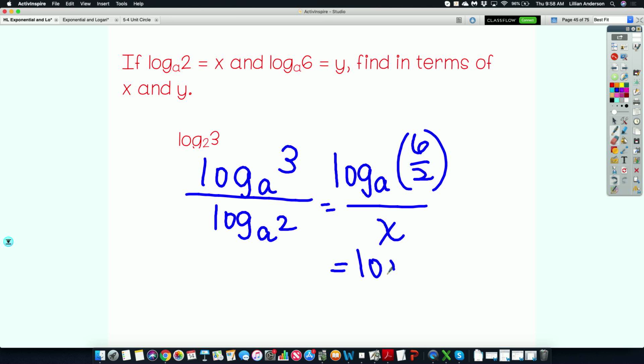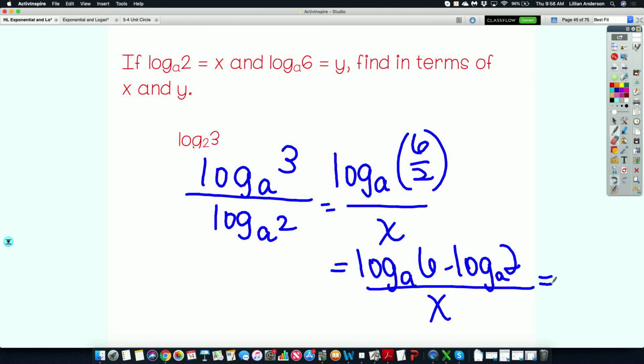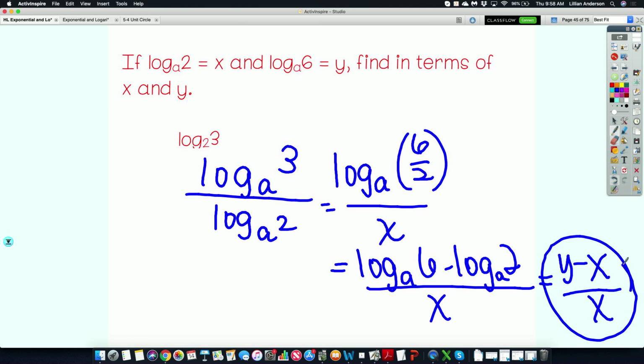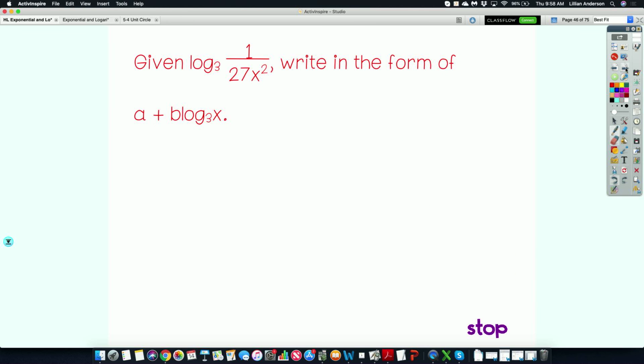So then, of course, I can always expand a division by using subtraction. 6 minus 2 with the respective log base A's. So then this just becomes that over x. Can I cancel out the x's? No. Because they're married. Even though there's a difference there, their differences still keep them together. Yes, it's a struggle relationship, but they're still together. This is the last one.